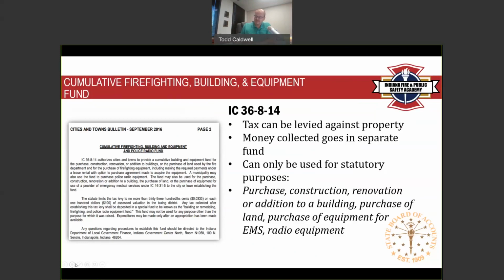or DLGF. So if you've got any questions on that process, on the setting of the appropriation, etc., you want to contact DLGF. They're located in room N1058, 100 North Senate, Indianapolis 46204, or their website is in.gov/DLGF.